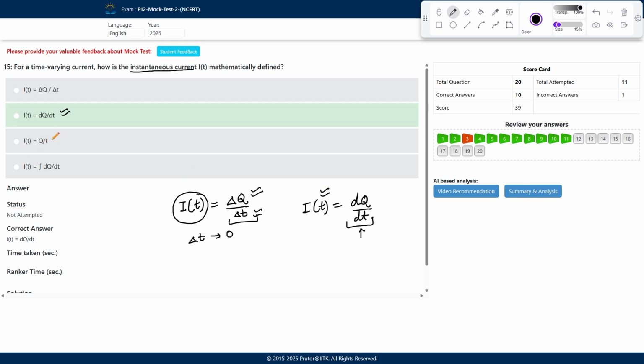The third expression is for steady currents, so it is also an incorrect option, and this is an incorrect expression. So the second option is correct.